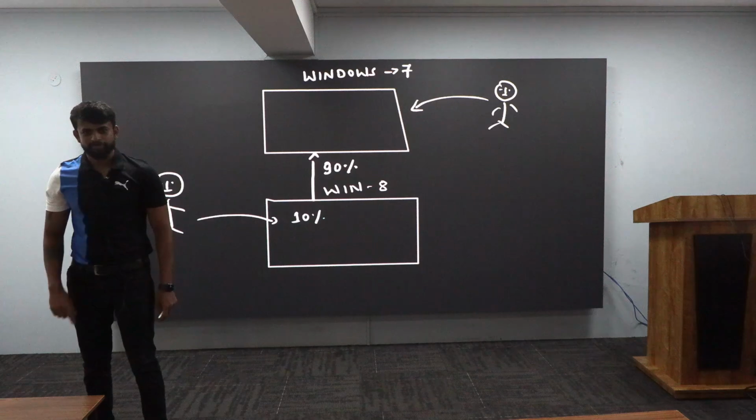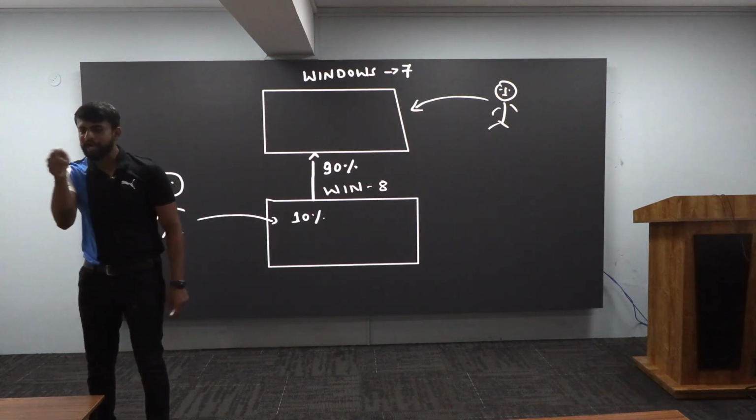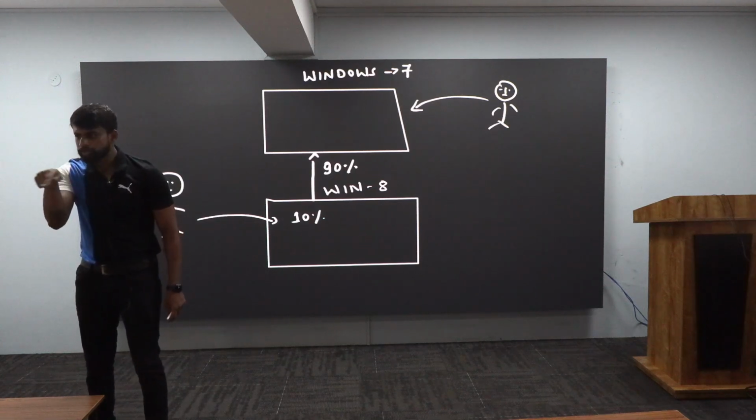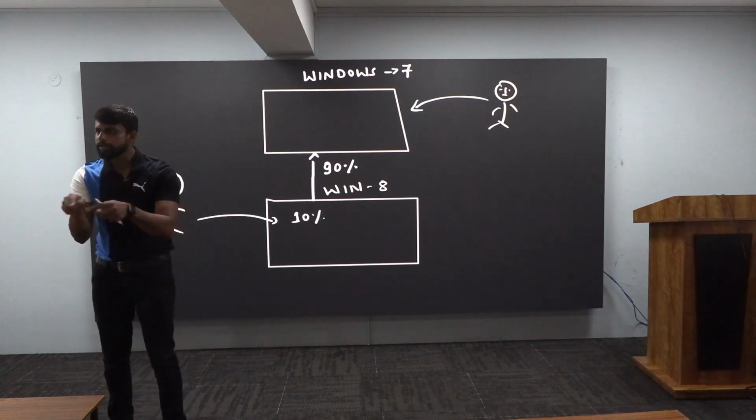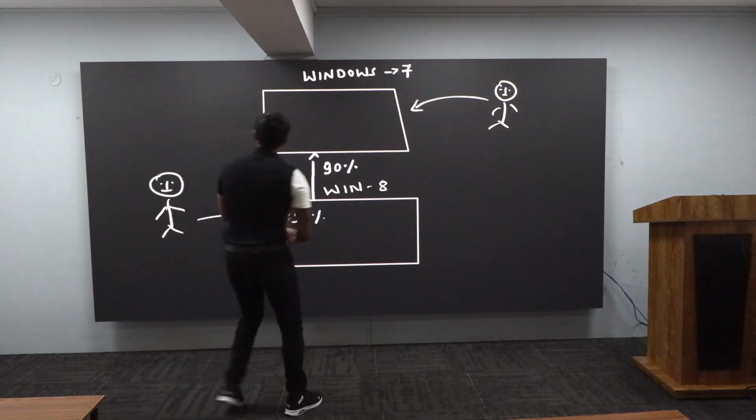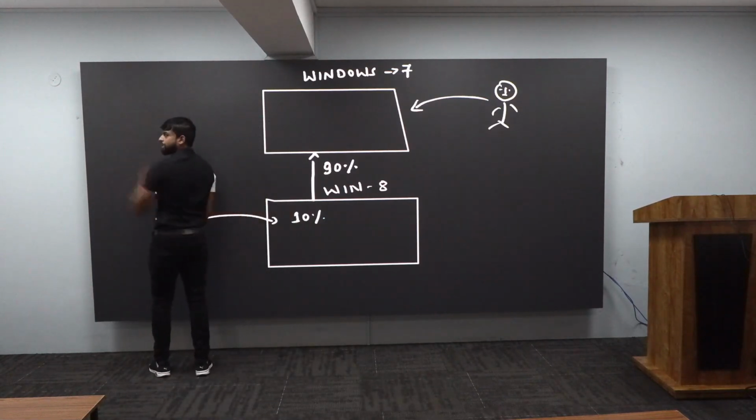You haven't used Windows 7? You have used it. How does the start button look? Round, yes or no? In Windows 8, how is it? Square. In Windows 7, if you go to the left side, nothing will come.